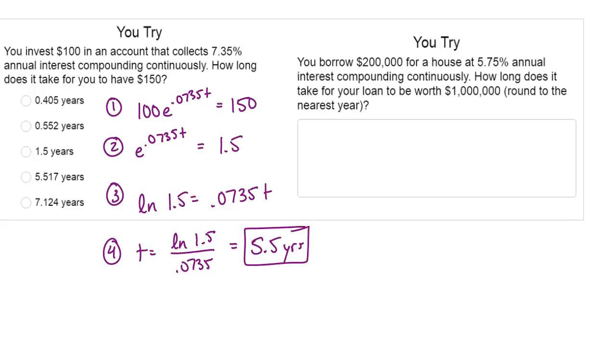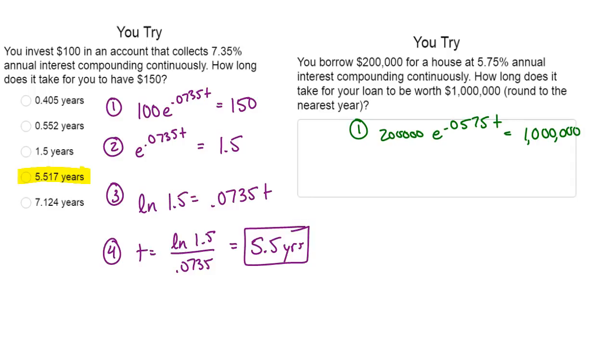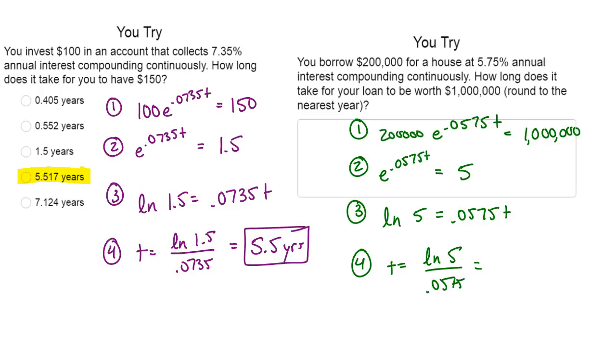Okay, how'd you do? Well, let's find out. Your first step would be to set this up into our equation. When you do that, we get 200,000 times e, and your exponent is going to be 0.0575t, equaling $1 million. We want to isolate the exponential piece, so I divide both sides by 200,000, and you should have gotten 5 when you did that. When you put this in logarithm form, you'd have the natural log of 5 equals 0.0575 times t. Divide both sides by 0.0575, and we get approximately 28 years.